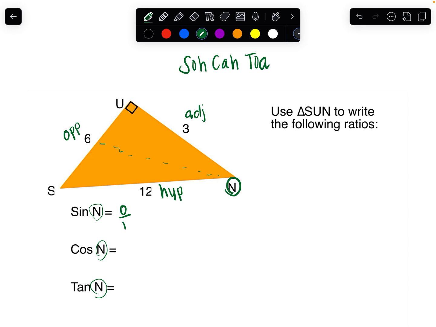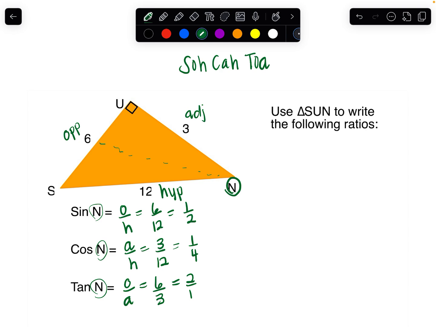So sine is opposite over hypotenuse, which is 6 over 12, which we can simplify to 1/2. Cosine is adjacent over hypotenuse, which is 3 over 12, which we can simplify to 1/4. And then tangent is opposite over adjacent, so 6 over 3, which we can simplify to 2 over 1, or you can just call it 2.